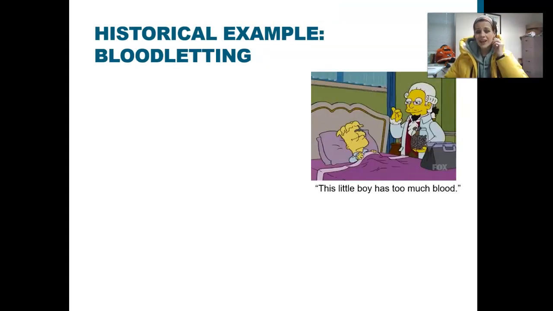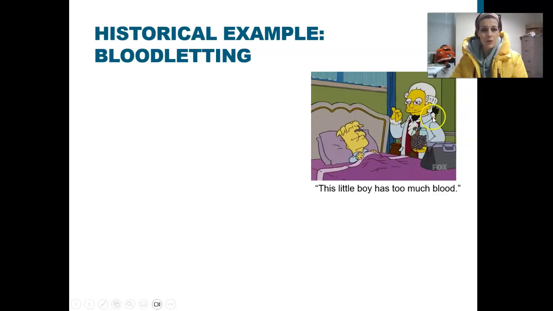Now, let's talk about a historical example. We're going to talk a little bit about bloodletting. So in the 1600s and the 1700s, there were some really interesting ideas for how to treat different ailments and illnesses, and medicine was not quite where it is today. And so one of the ways that people would try to treat problems was by things like leeching.